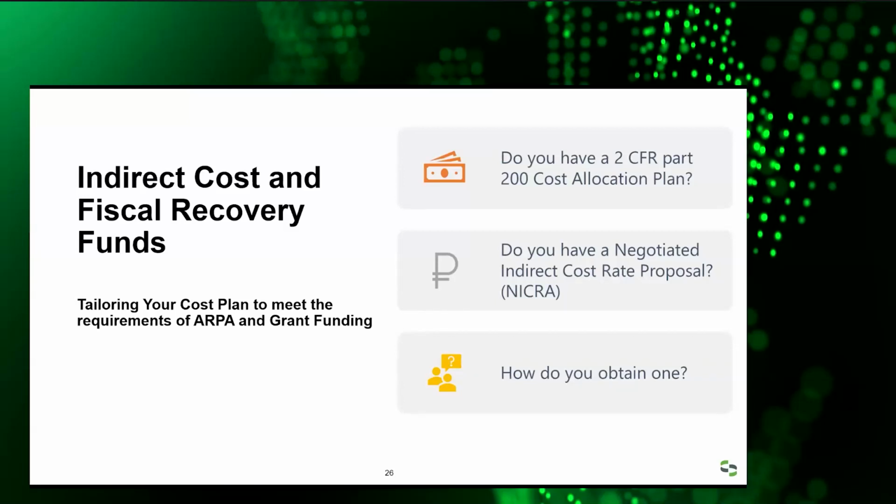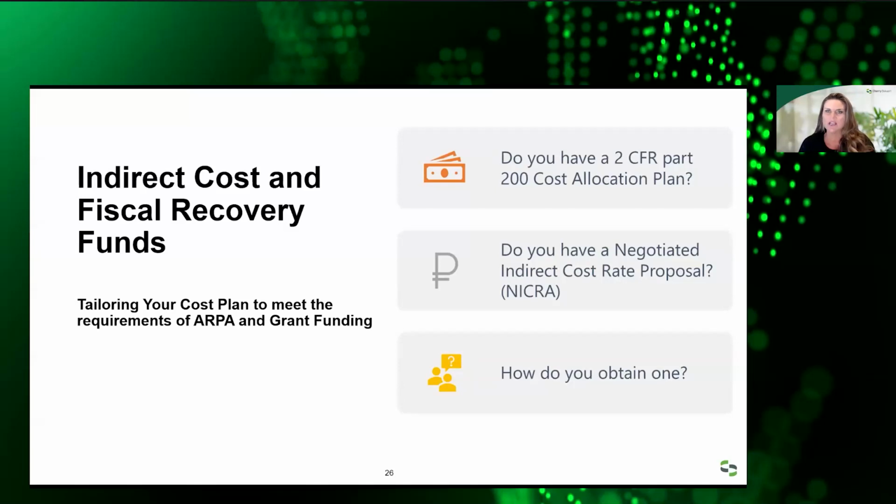And what if they use just the de minimis rate? Then does the subrecipient default to the de minimis rate as well? No, if you have a negotiated rate, they must accept it. That's the idea behind why you want to go through that process: it must be accepted. It doesn't matter if the funder just uses the de minimis.